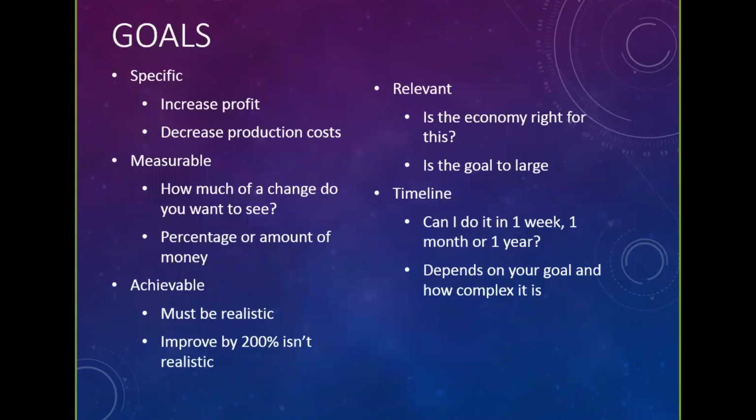And they must be realistic and achievable. If you come to me and you say, I would like to make $1 million in aquaculture in the first year, that's probably not going to be realistic and not really going to be achievable unless you have some special something that nobody's ever heard of and they don't know they want until they see it. So it needs to be achievable. Improving by 200% probably isn't realistic either.